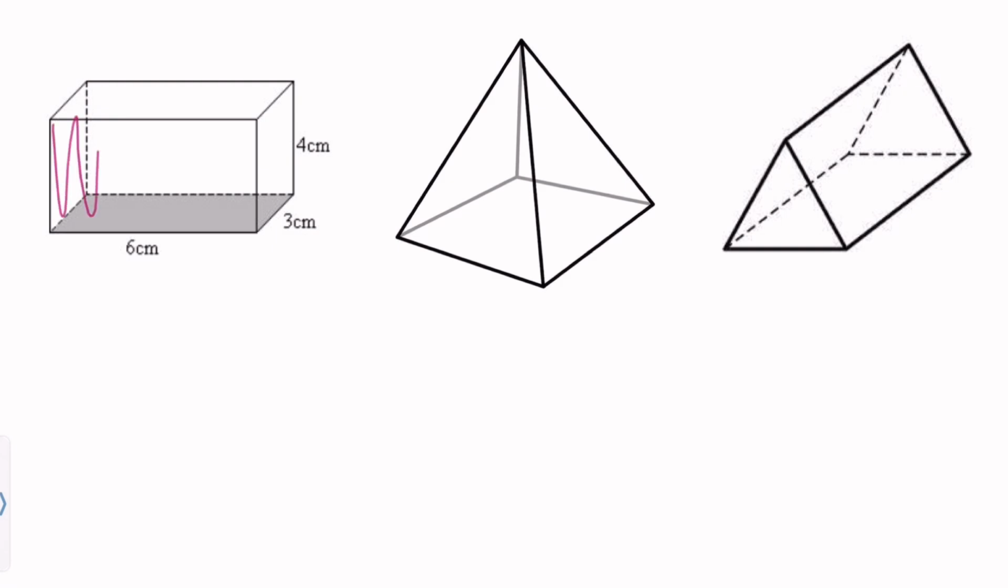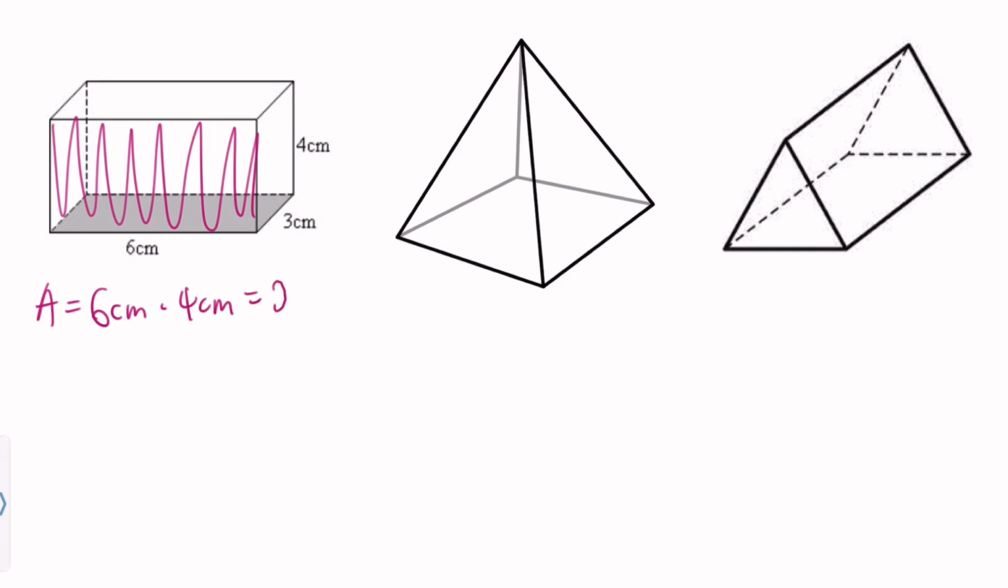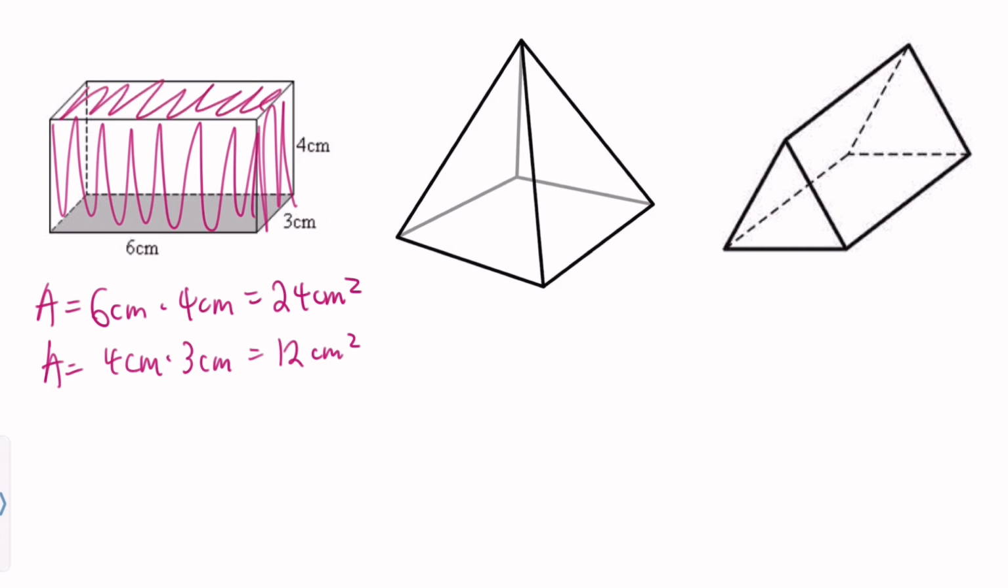So let's find the area of this side first. The area of that side is equal to 6 cm times 4 cm, which is 24 cm squared. And then the area of this side right here is 4 cm times 3 cm, which is 12 centimeters squared. And then this side is 6 centimeters times 3 centimeters, which is 18 centimeters squared.